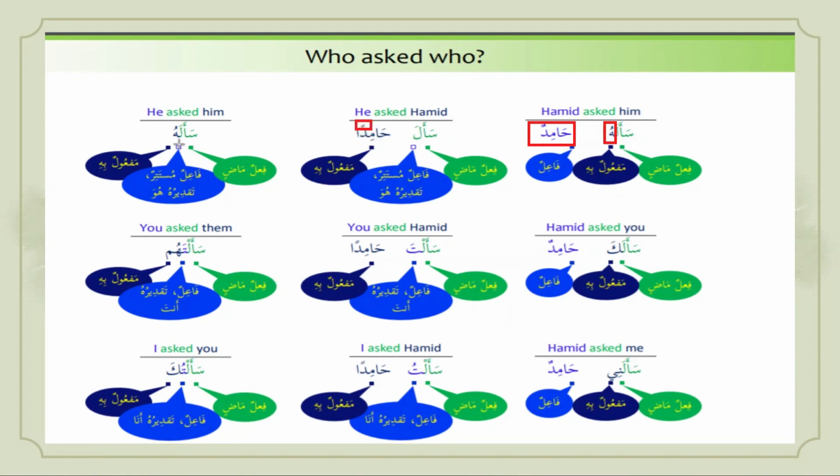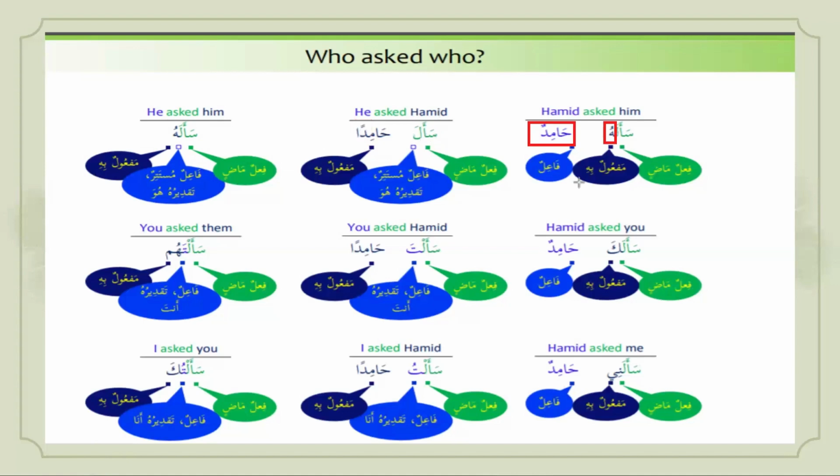Now we have another example of an attached pronoun, but here the doer is before the attached pronoun maf'ul bihi, because Sa'ala means he asked. In Sa'ala, huwa is mustatir, so huwa is there inside, and 'hu' means him: he asked him. This 'hu' is after the fa'il. So this is not an example of abnormal structure, and the other one is also not an example of abnormal structure.